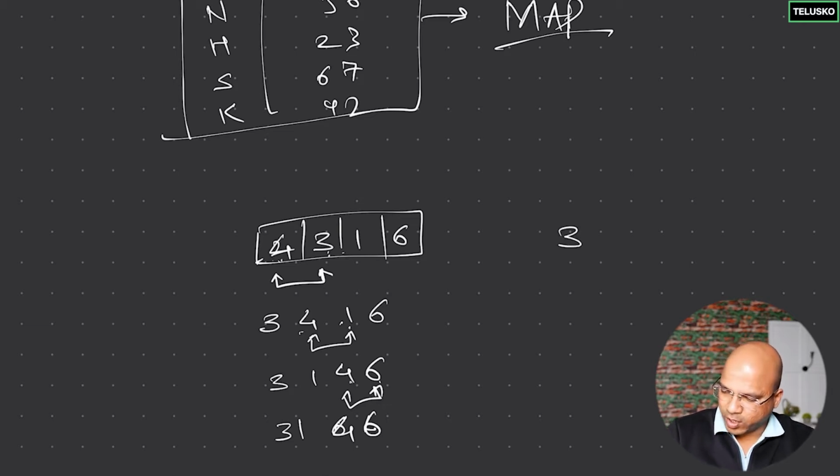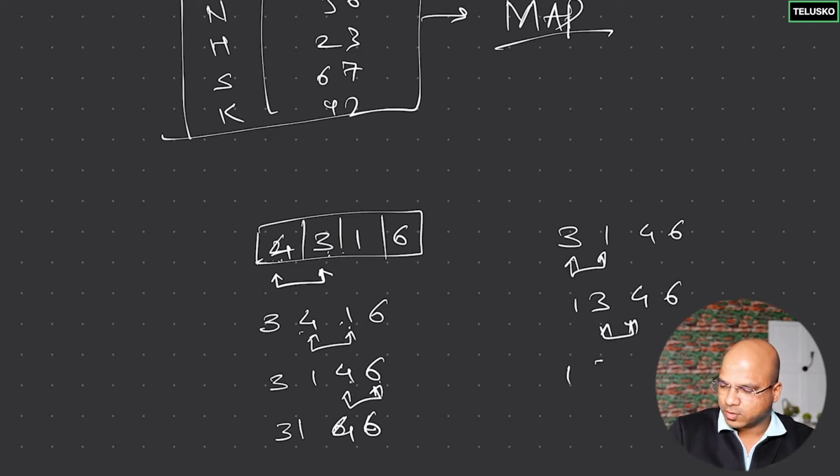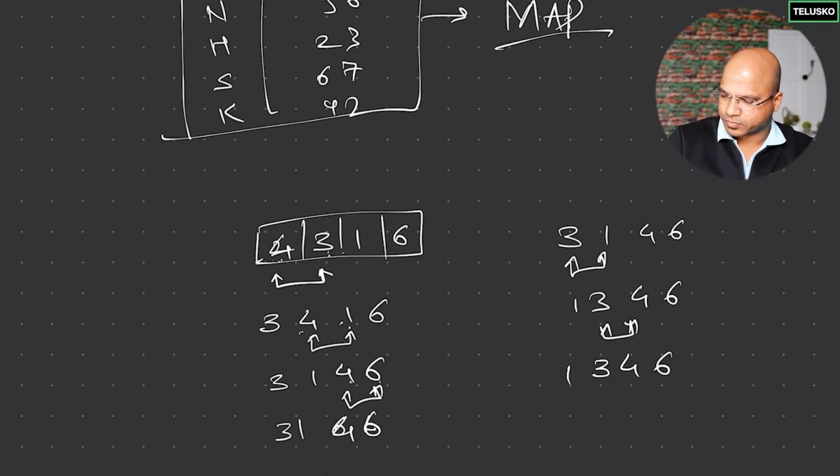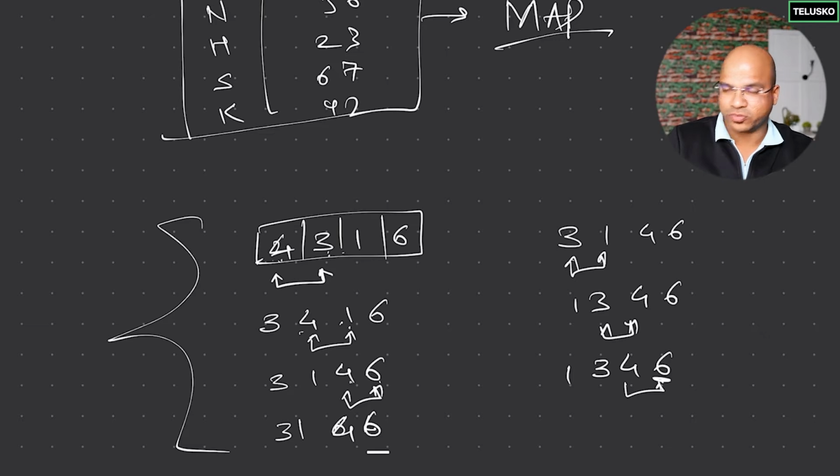Now, once you got 3, 1, 4, 6, we'll do this iteration multiple times. Again, you compare these two, and this will be 1, 3, 4, 6. Then these two, it will be 1, 3, 4, 6. Now, we don't have to compare the last two because in the first iteration, the biggest value comes at the end. So we have to do that only 3 times.